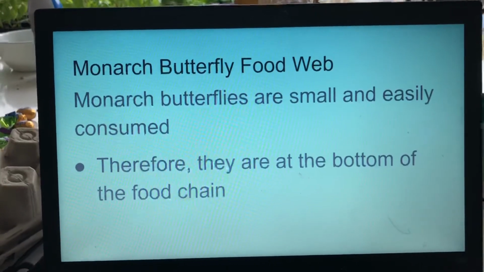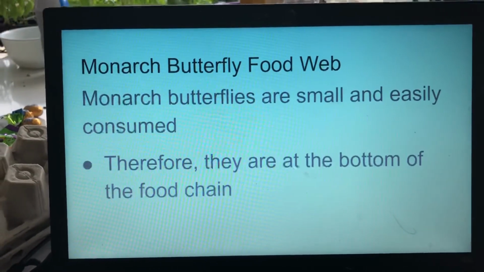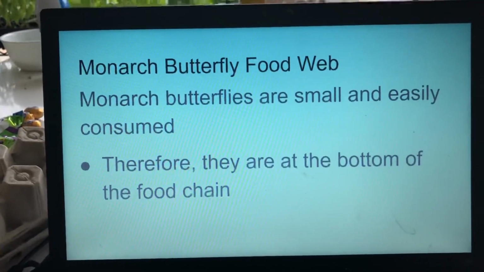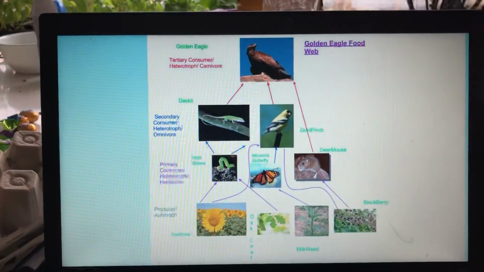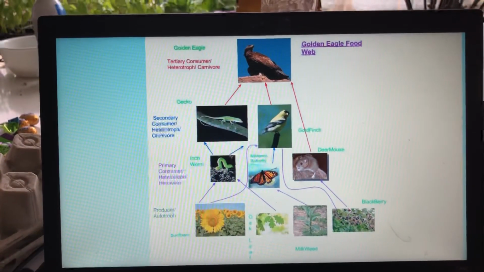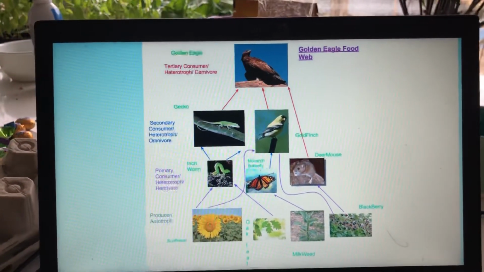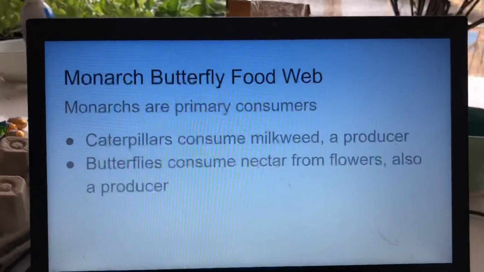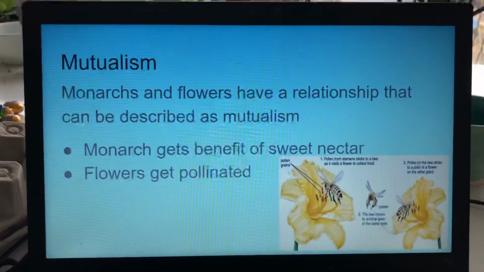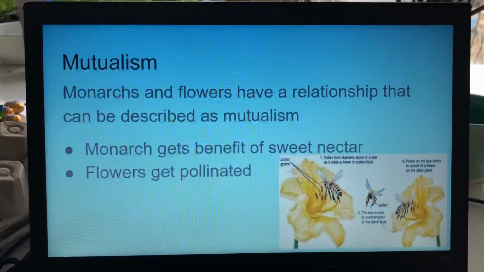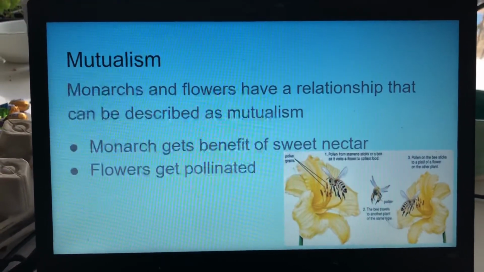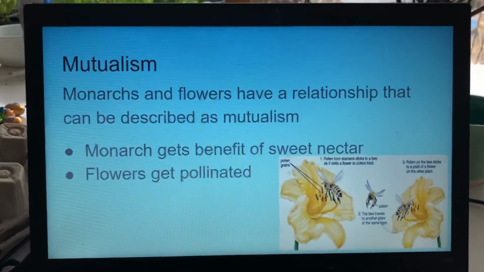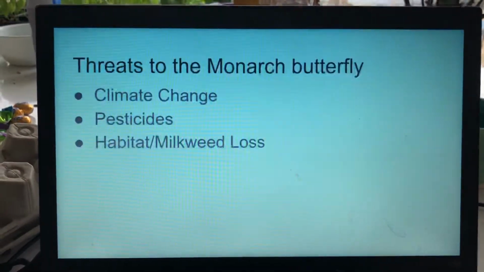Got to put in a bit about the food web if you're going to be talking about ecosystems. What part does your species have in the food web? So here is a picture of a food web with a monarch butterfly. I did not make this myself. I found this online. Just Google it. Now, this is also very important about mutualism, which we have not gotten into yet, but this is about pollinators and their relationship with flowers, so that's a good thing to throw in there.